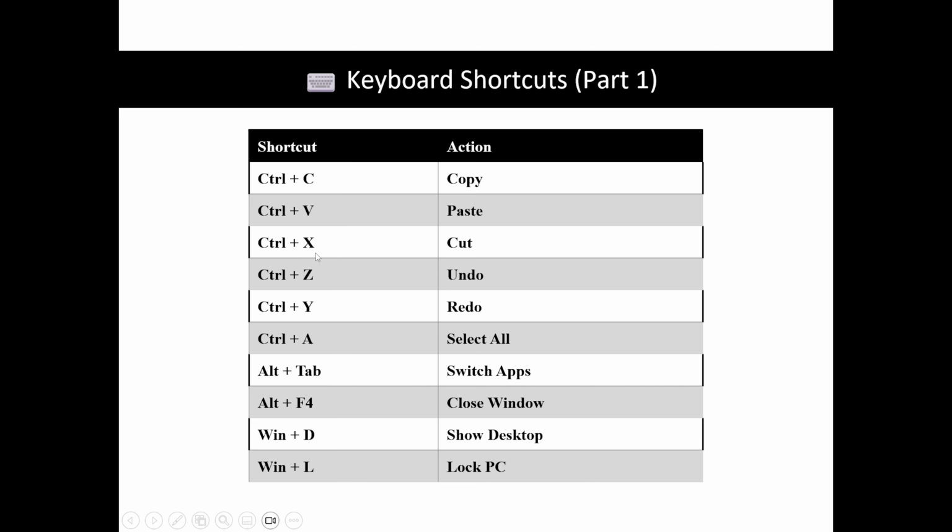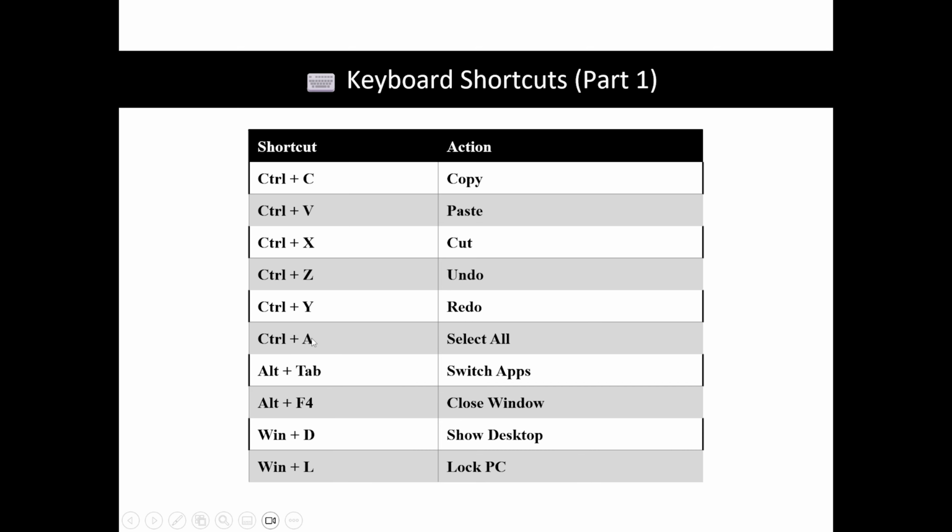The next will be Ctrl X. It is used to cut particular files, or you can cut any text, and if you use Ctrl V, you can paste it. Fourth will be Ctrl Z. The Ctrl Z shortcut will help to undo the previous action. And if you want to redo the action which you have undone in the previous step, you can use Ctrl Y. Ctrl Y will redo your action.